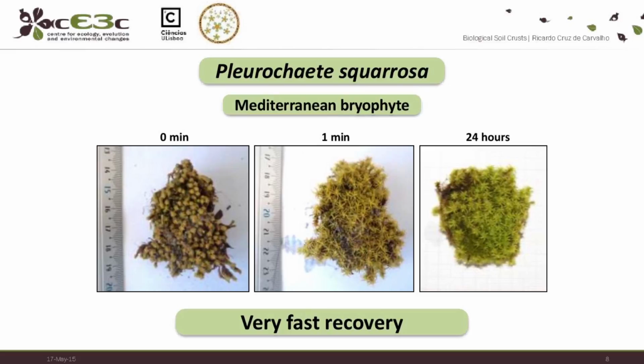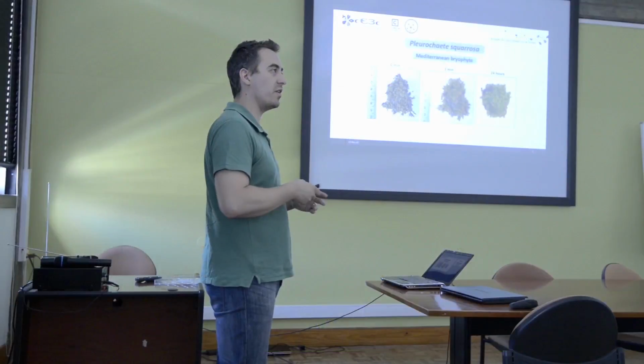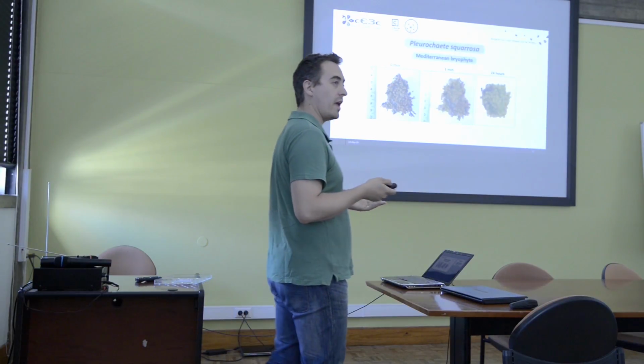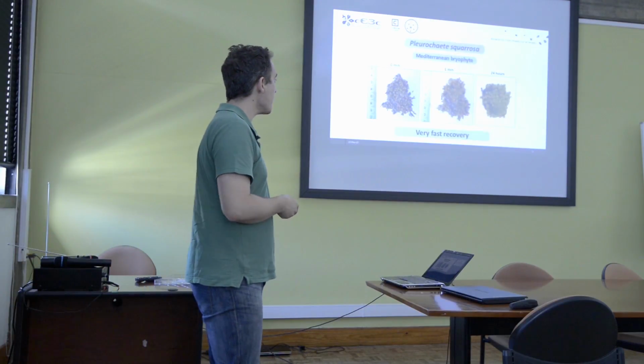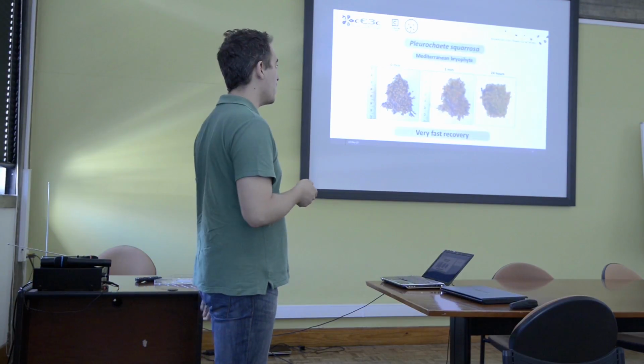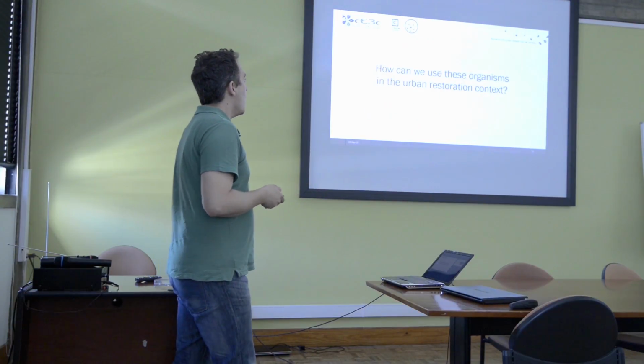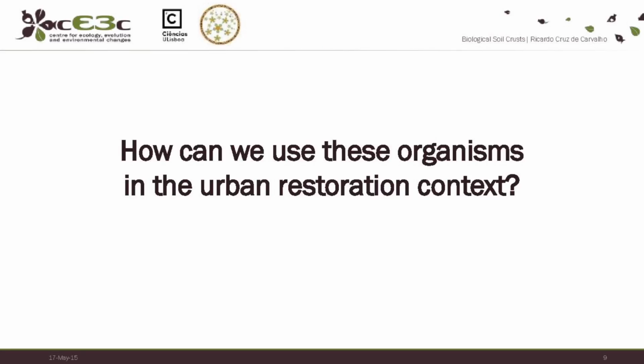It's a very dark green, brownish, and when we rehydrate it, within 1 minute it opens up. And after 24 hours, it is completely recovered. It shows fluorescence of the chlorophyll at levels equal to any plant that does not have any kind of stress. So it has a very fast recovery. So, how can we use these organisms in the urban restoration context?